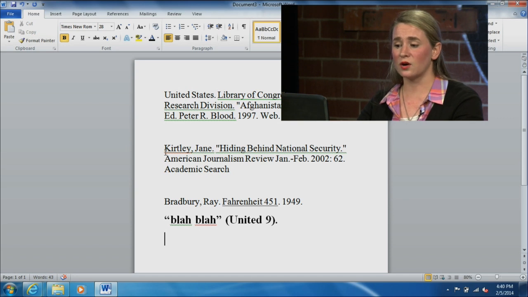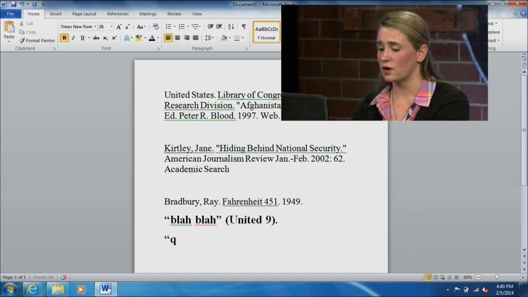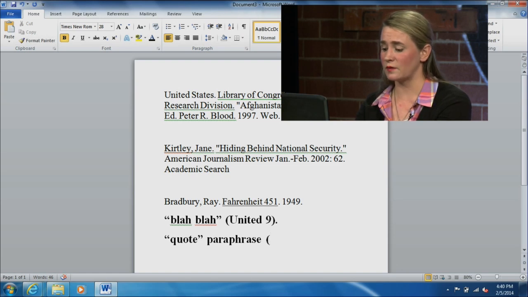If we were going to cite in the paper this Jane Kirtley, notice that Kirtley is the very first word of our entry. So you would have your quote or paraphrase. Again, if you can see my screen, I'm just kind of playing with this. Paraphrases aren't going to be in quotation marks, but you still got it from Jane Kirtley.